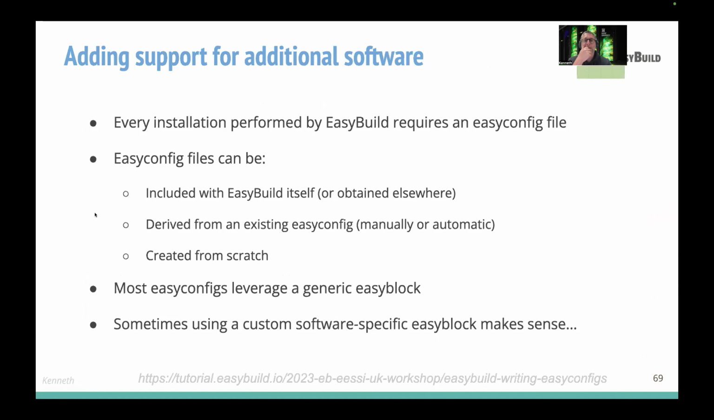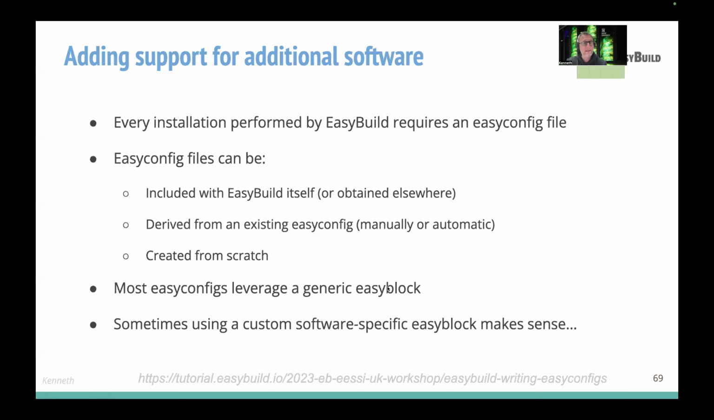So this can be an easyconfig file that is included with EasyBuild itself, or that you got from a friend or a colleague, or you can also actually derive easyconfig files from an existing one. So you can tell EasyBuild to take an existing easyconfig file and only change the software version or only change the toolchain. And of course, you can create your own easyconfig file from scratch as well. So starting with an empty text file and building it up gradually to something that EasyBuild can install software with.